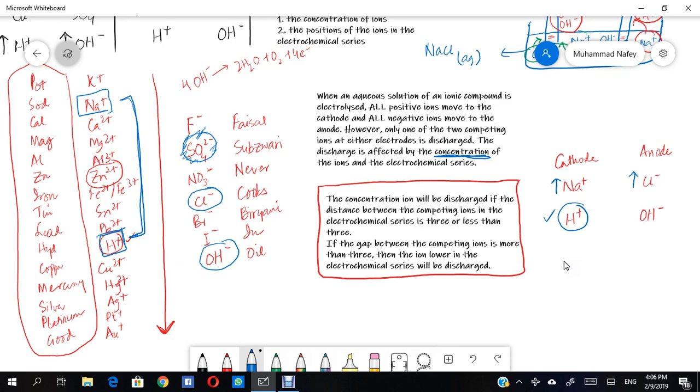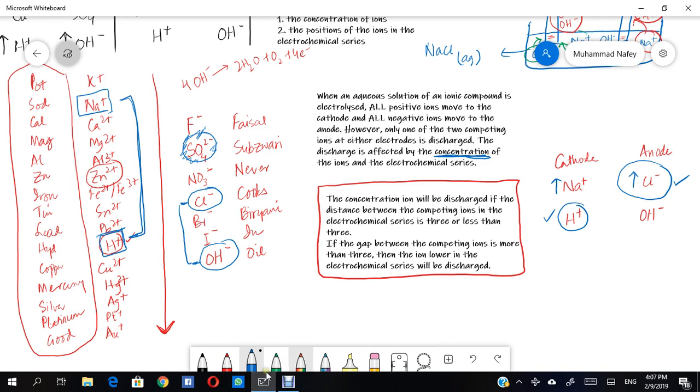Let's take a look at the anode. The concentrated ion should be discharged if the gap between the competing ions is 3 or less than 3. So now let's move back to the electrochemical series. So here we see, here is chlorine, which is the concentrated ion, and here is hydroxide. What's the gap between them? It is exactly 3 ions. Therefore, chloride ions will be discharged.